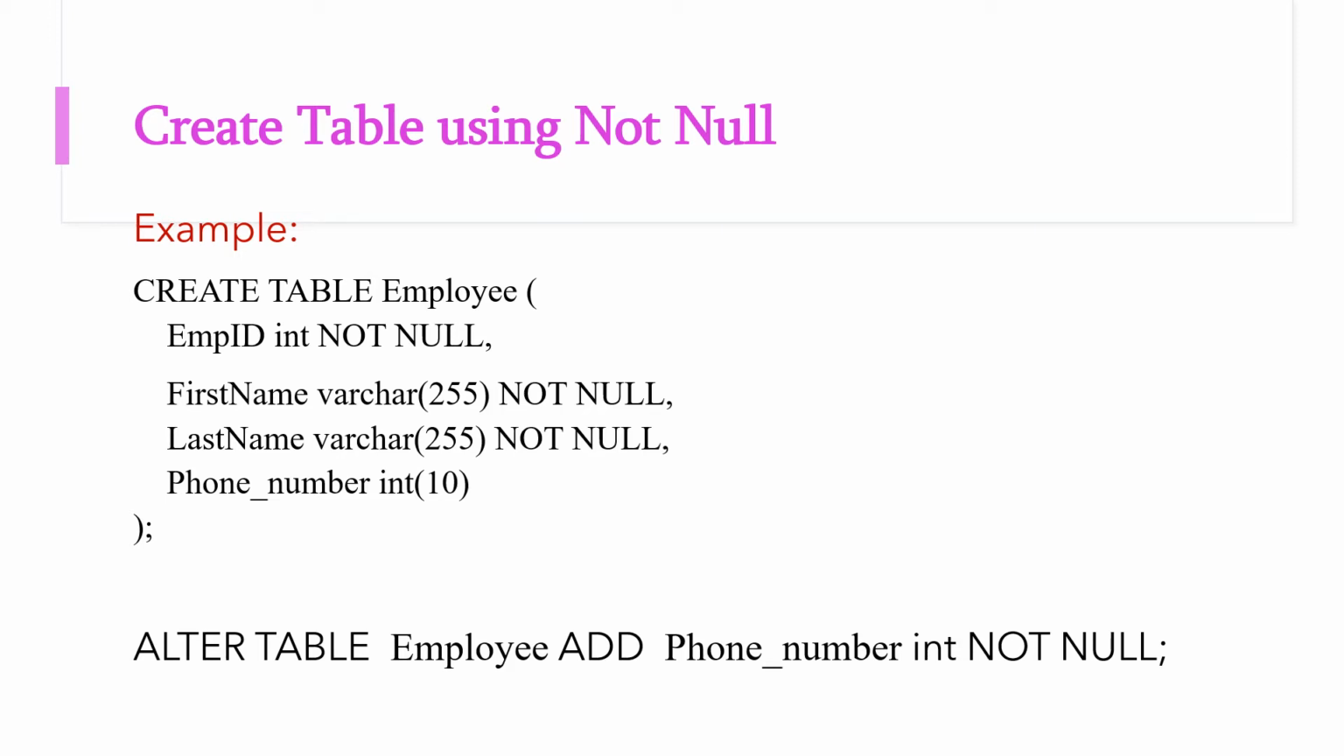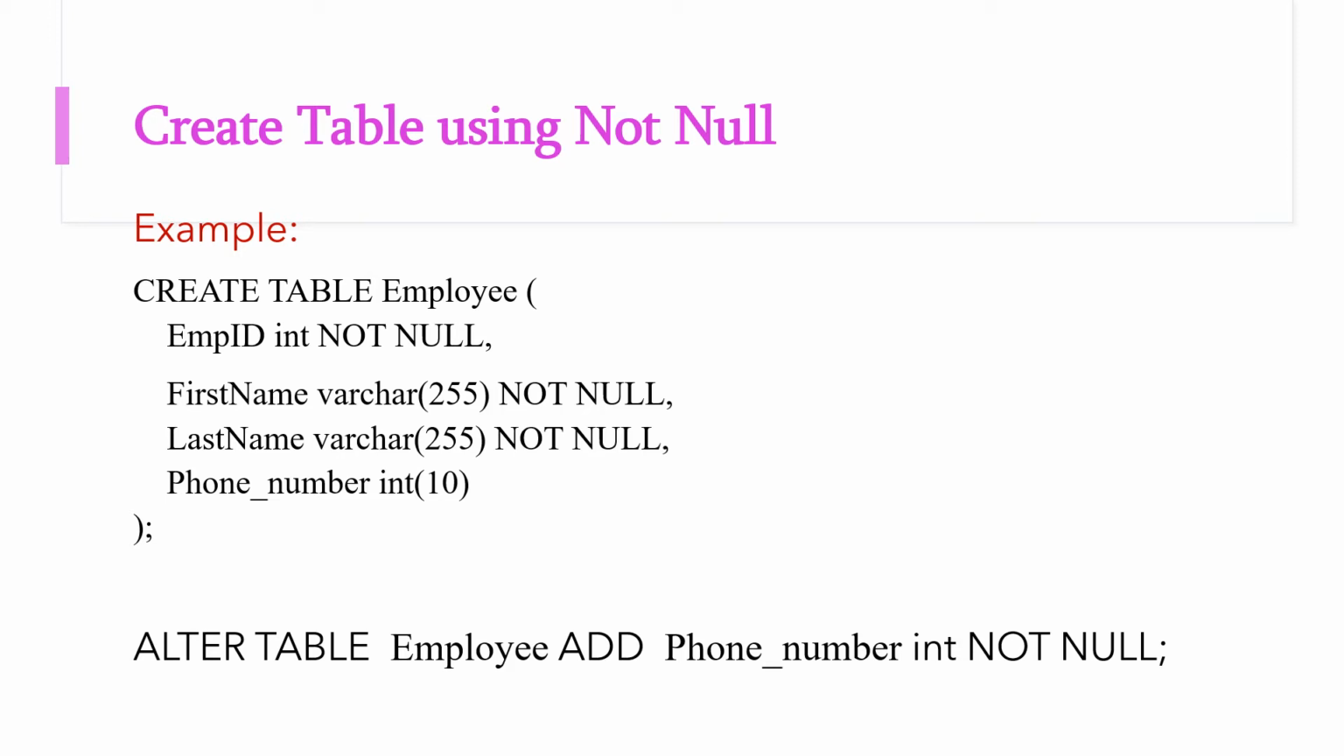In this example, I have created a table called employee with employee ID, first name, and last name. For these three columns, I have specified not null. So these columns cannot have null values in the table, but the phone number can have null values in the table.